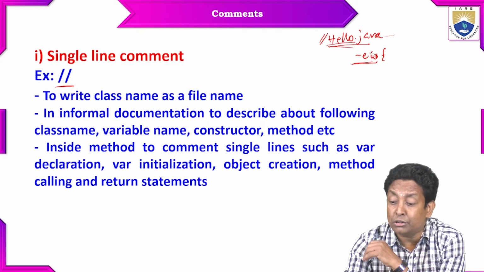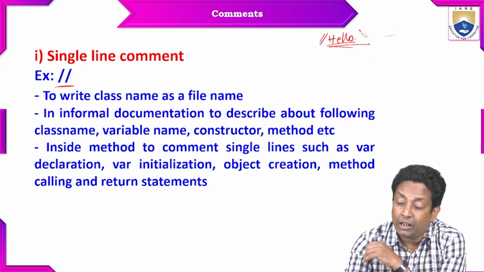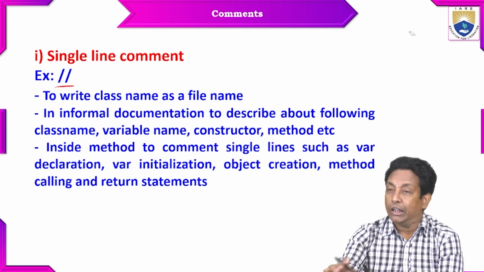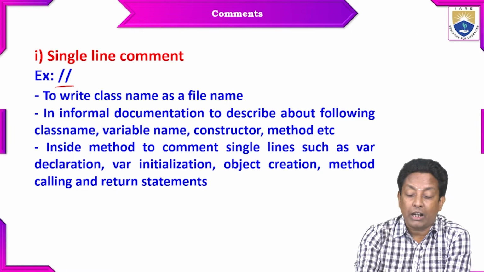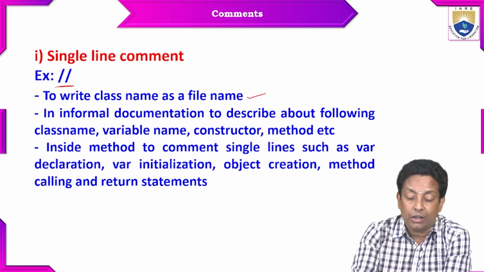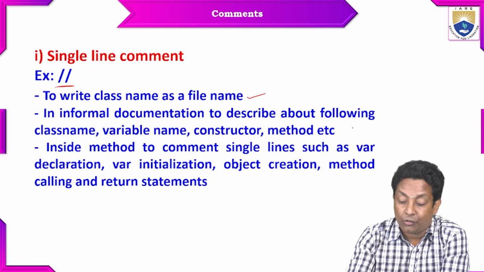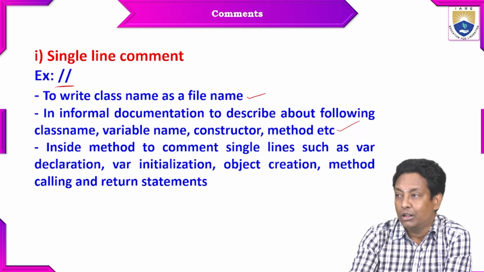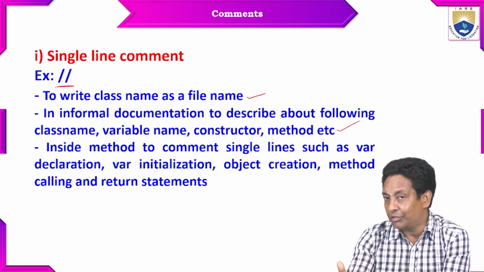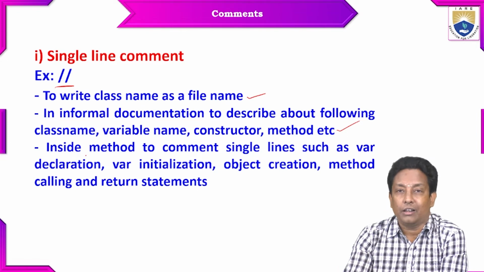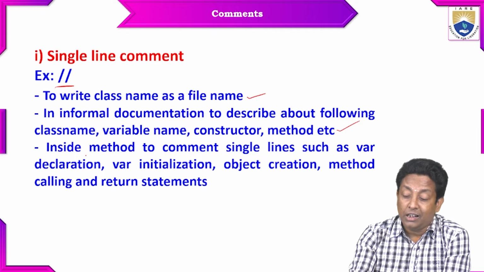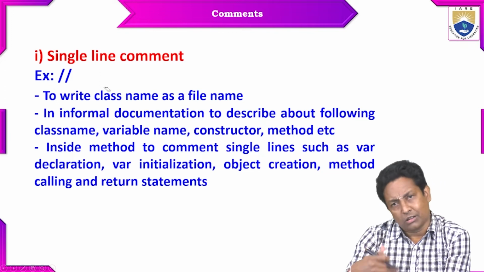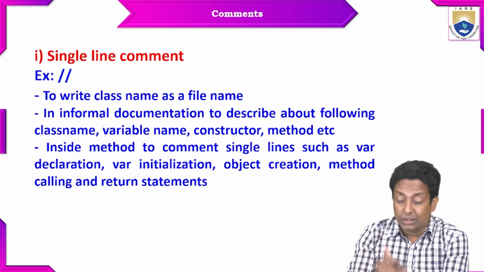So it's always good practice to have the current file name or class name in the comment, not only in Java, in every programming language. So to write the class name as a file name, we'll write a single line comment. Also, as informal documentation, to describe the following class, variable, constructor, and method, this is very important. If you want to write a one line description of what the following variable, class, constructor, or method is, you'll write it in a single line comment. And single line comments are used not only above the variable, constructor, or method, but even below the method and inside the method also.